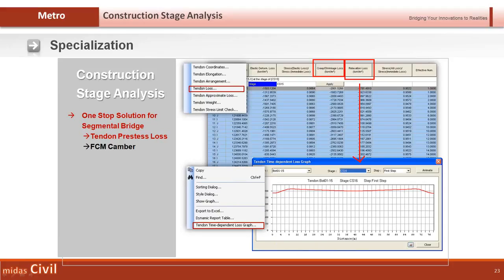Also it will show you the tendon arrangement, how the tendons are arranged inside a section, what is the exit angle at the ends of the section. Also it will show you the tendon elongation. So all the results related to pre-stress you can find in Midas Civil.